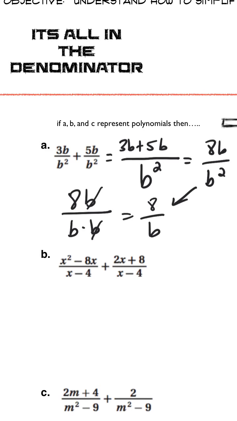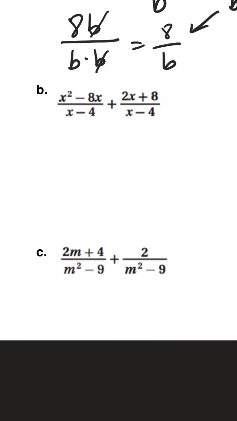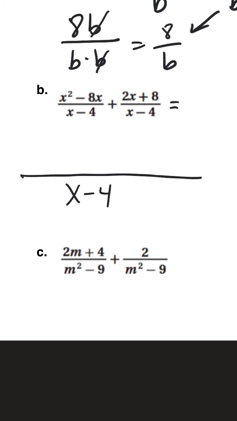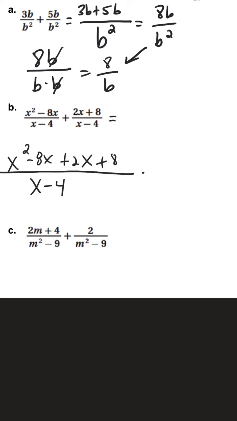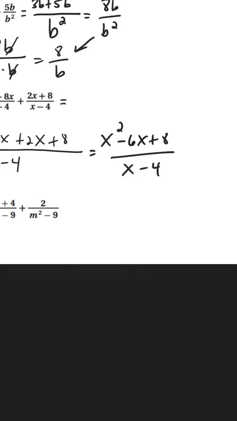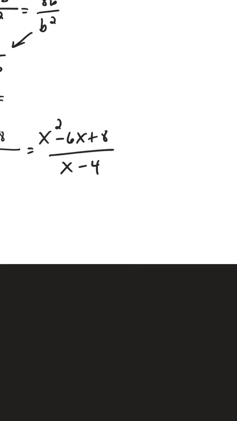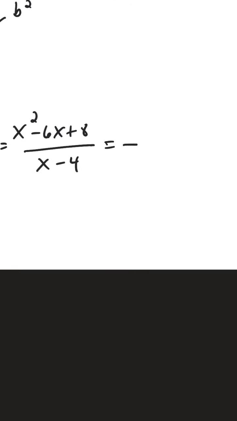Let's look at b. We already have a common denominator, it's x minus 4. If I were to add the top, that would be x squared minus 8x plus 2x plus 8. I can combine like terms and get x squared minus 6x plus 8 over x minus 4. It's super important that you keep an eye on whether you have something on top that can be simplified further by factoring.